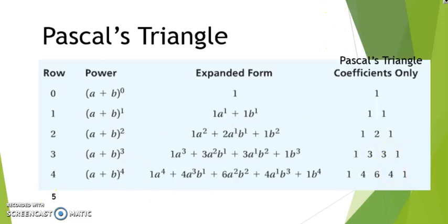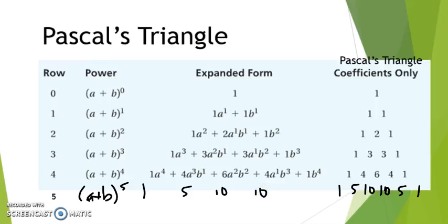What if I was dealing with a plus b to the 5th power? Well, I would still have 1s on the outsides, and then 1 plus 4 is 5, 4 plus 6 is 10, 6 plus 4 is 10, and 4 plus 1 is 5. So those would be the coefficients of the next term. So I would have 1, 5, 10, 10, 5, and 1.